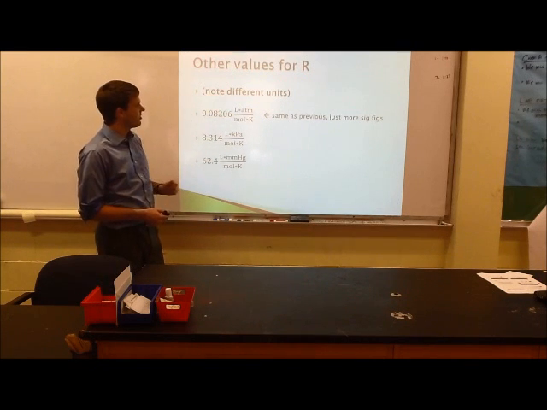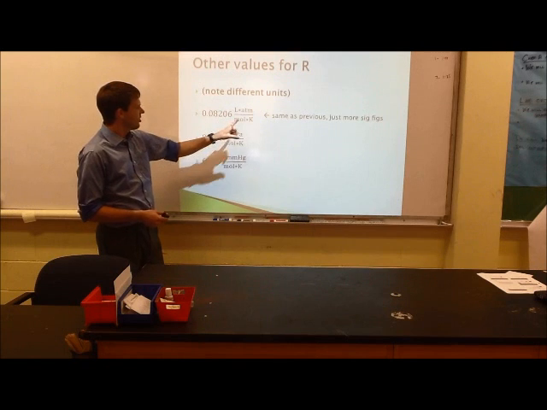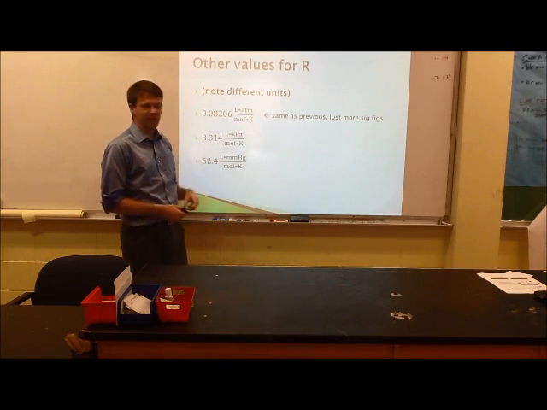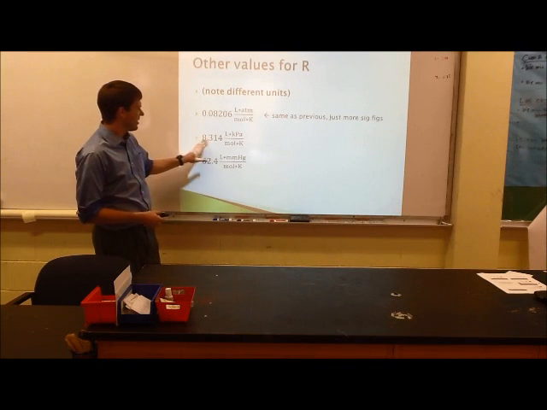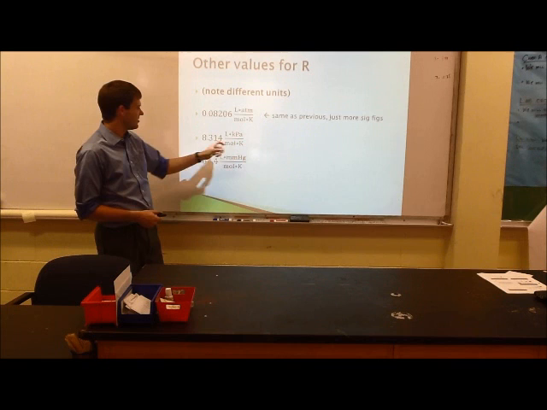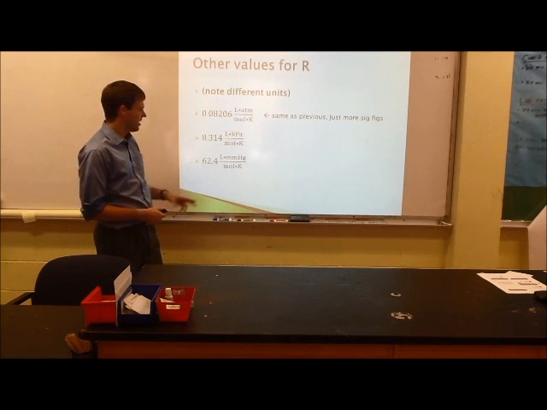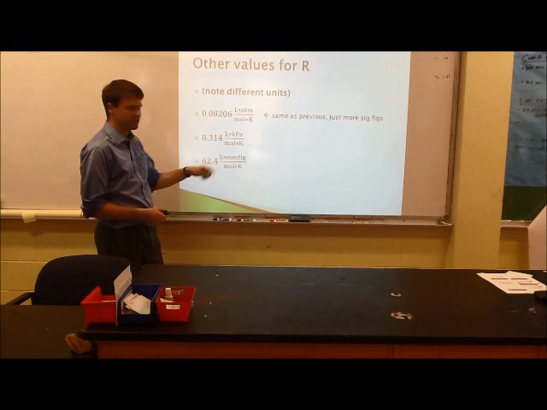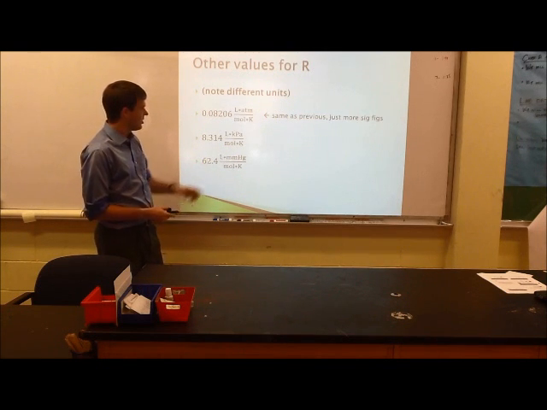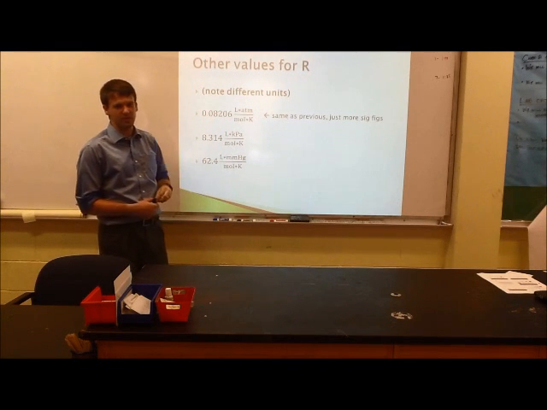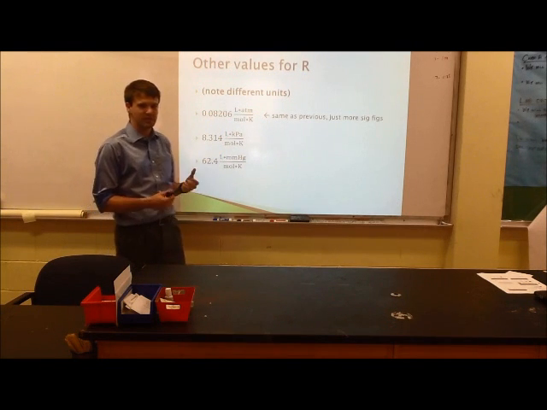Here are some other values for R. We see this, it's the same as the previous one, we just added a sig fig. We get liters times kilopascals over moles times Kelvin, that's 8.314. And then the pressure changes once again to millimeters of mercury, which is 62.4. Note, for what we'll do in this class, we'll use 0.08206 or 0.0821.